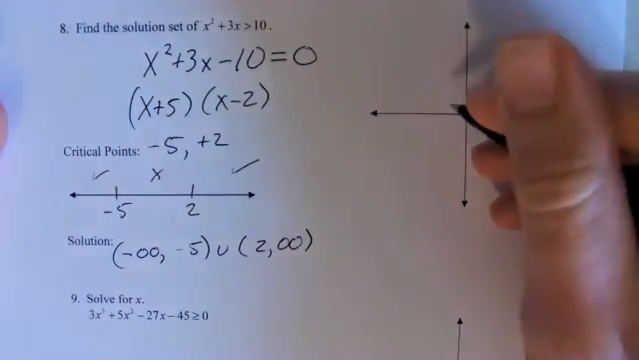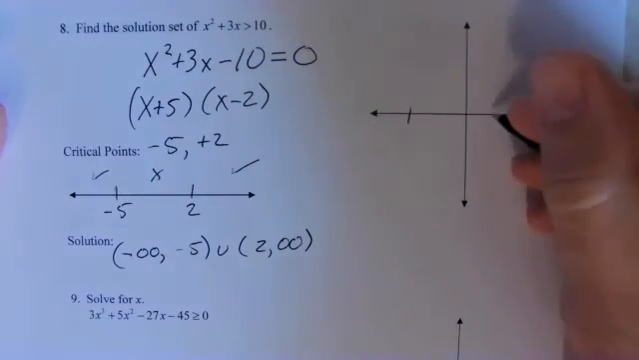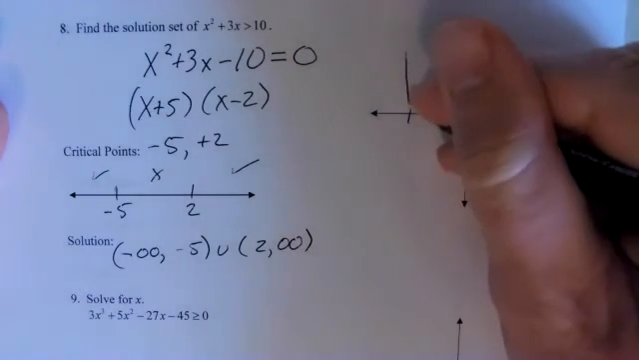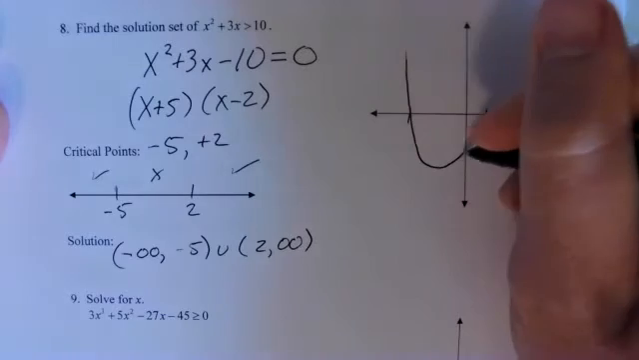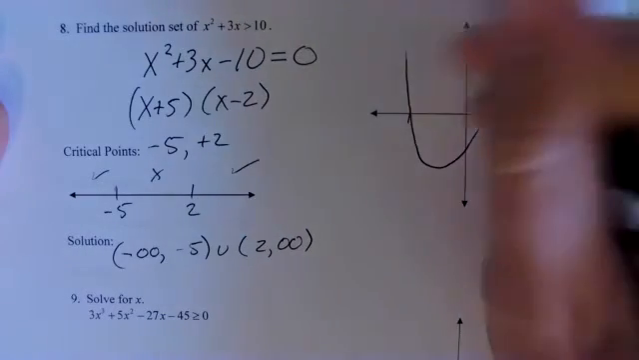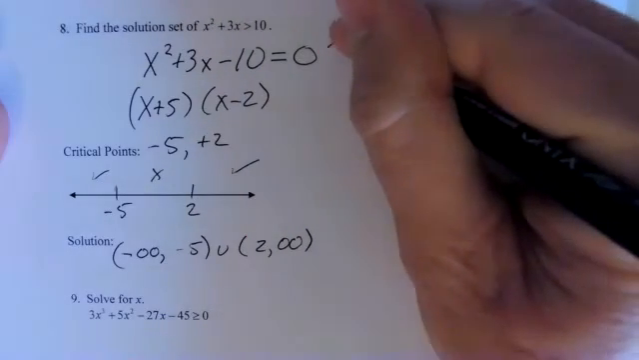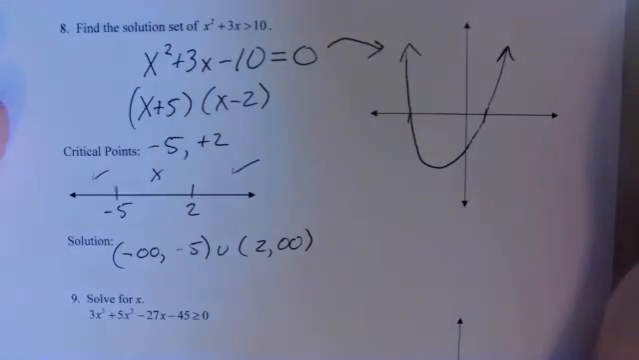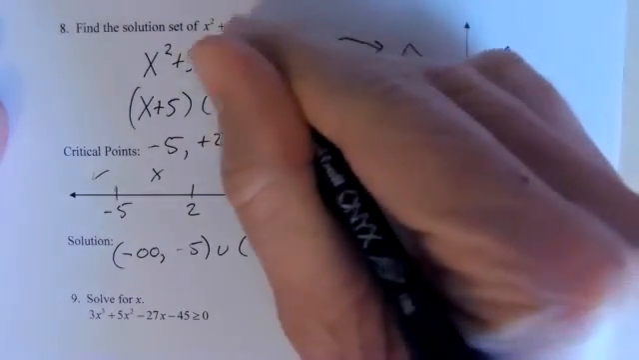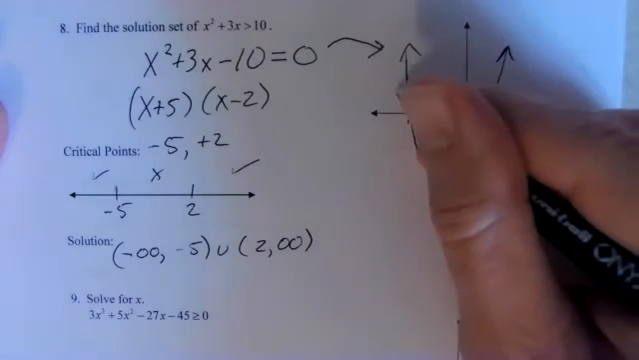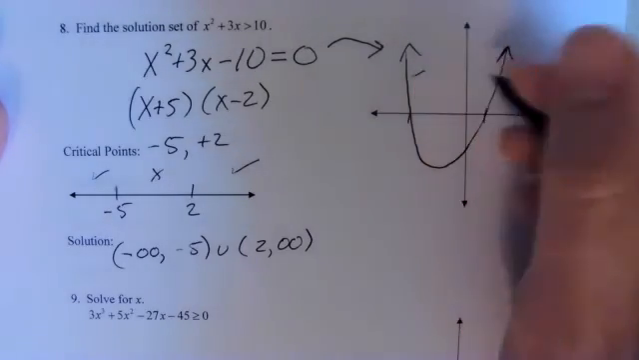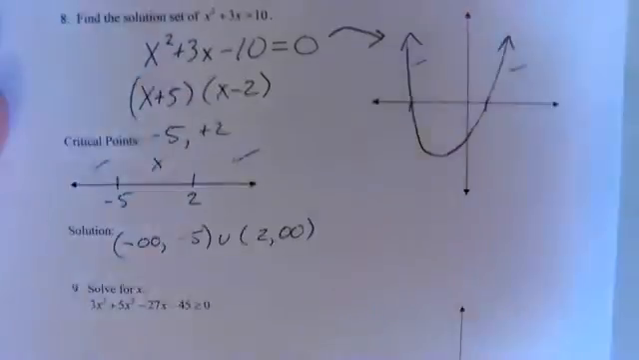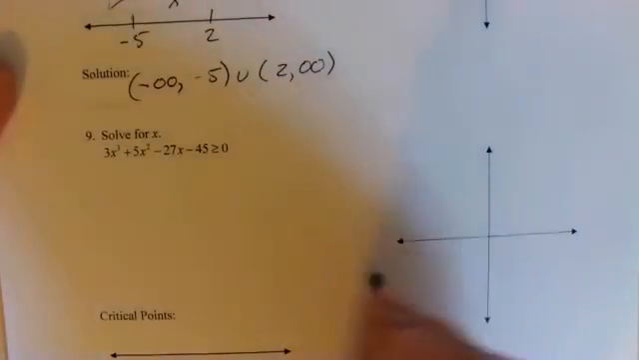Okay, we also know that -5, +2, but this thing should look like a parabola like that. When I say this thing, I'm really talking about y equals that thing. So I shifted this down by 10. We're saying, oh yeah, it's above the axis in those two regions. So it all seems to work out.